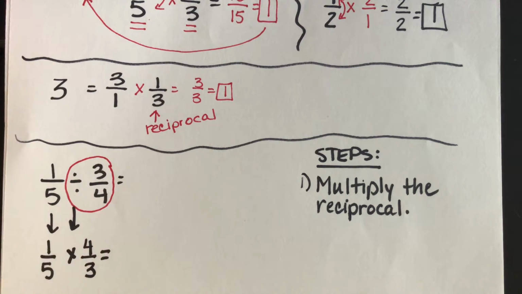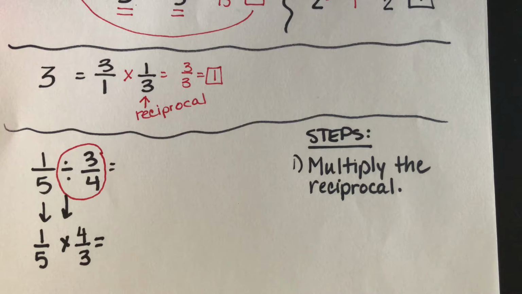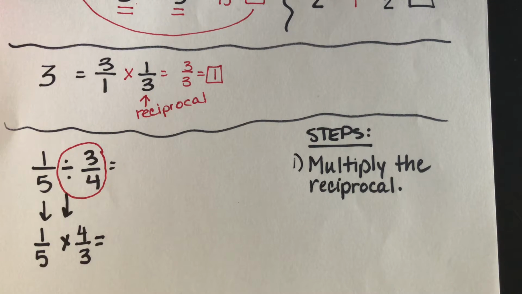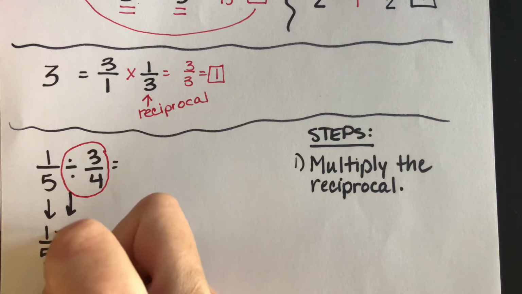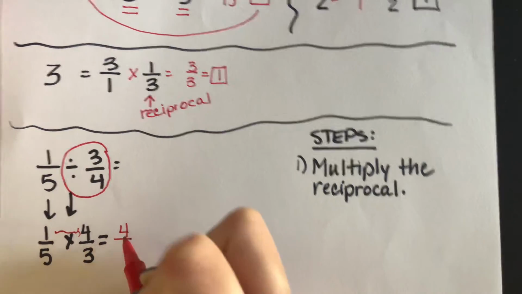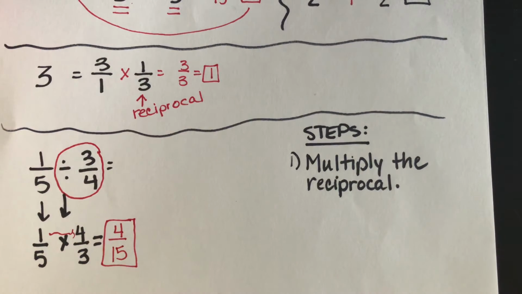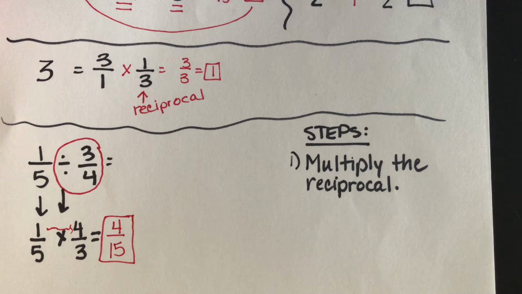Now I look back and I have what we had before, which is multiplying fractions. You can either cross cancel, or you can just multiply the numerator, multiply the denominator. Well, I see that I can't cross cancel anything in here because the only factor that goes into 5 and 4 is 1, and the only factor that goes into 1 and 3 is 1, so I can't simplify it in the problem. So I'm just going to go ahead and multiply: 1 times 4 is 4, and 5 times 3 is 15, and that cannot be simplified, so that is my answer.